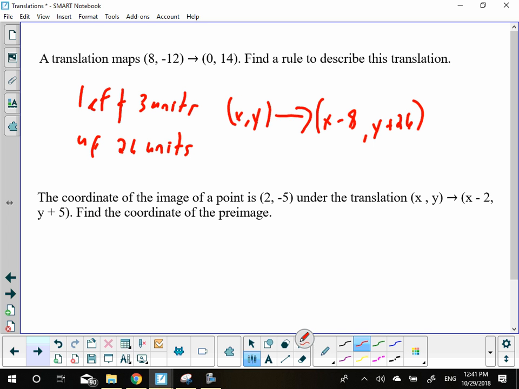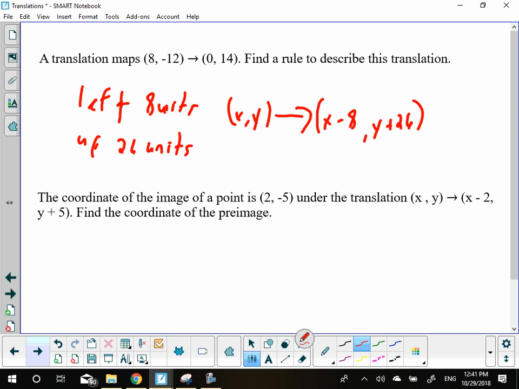Is that a 3 or 8? You said you would left 3 units. How did I say that? It's supposed to be an 8 there. I think I just can't write. Or my poor penmanship.